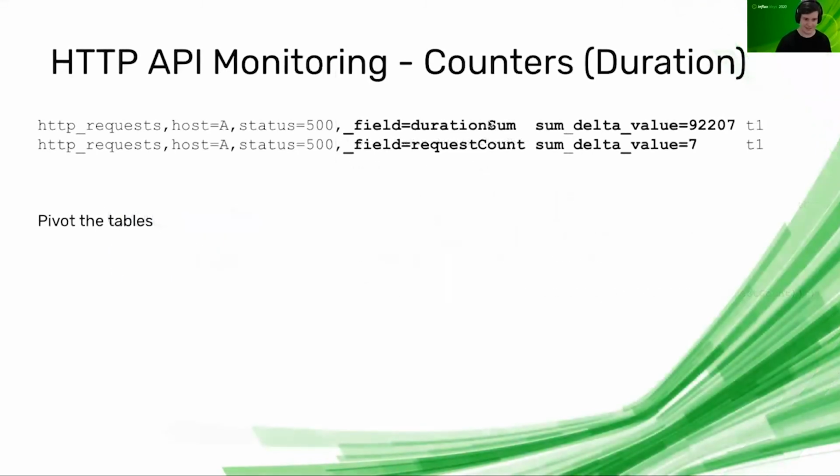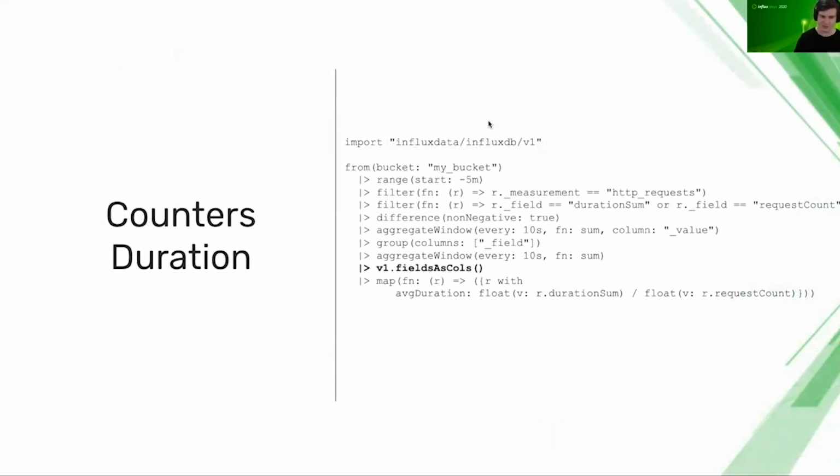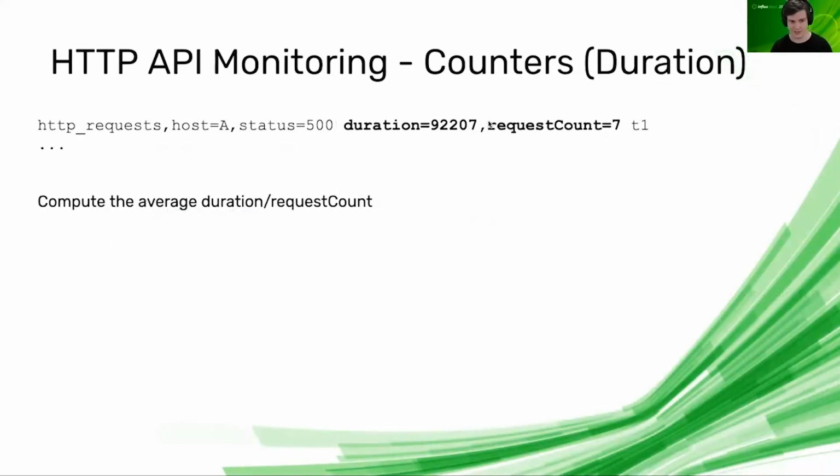Once that's done, we now have the sum delta, right? The sum of all of the deltas for duration and for the request count. We're going to finally do that pivot to put everything onto the same line, right? That pivot being the v1.fieldsAsCols. And then that's going to give us data that looks like this, where we now have the duration and the request count.